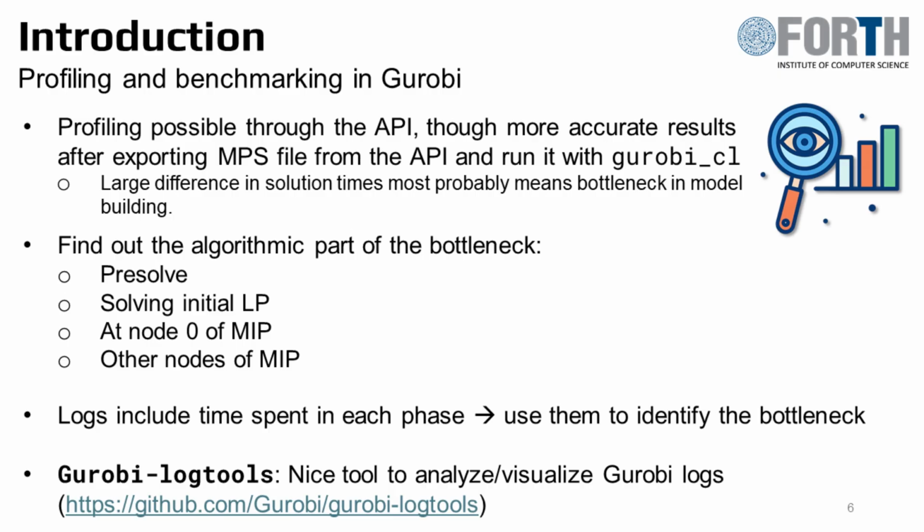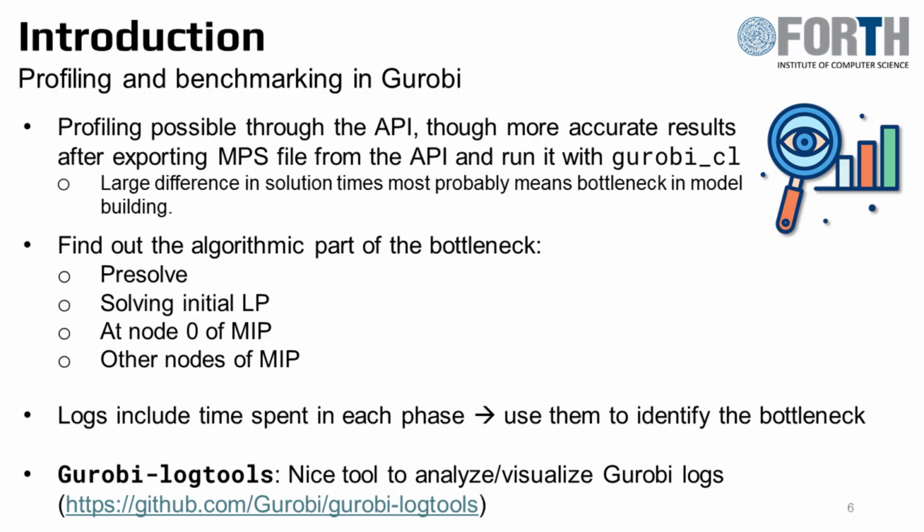When analyzing solver performance, the first step is proper profiling. Profiling can be done directly through the Gurobi API. However, for more accurate and isolated measurements, it is often preferable to export the model to an MPS file and run it using the command line interface, specifically gurobi_cl. Why is this important?